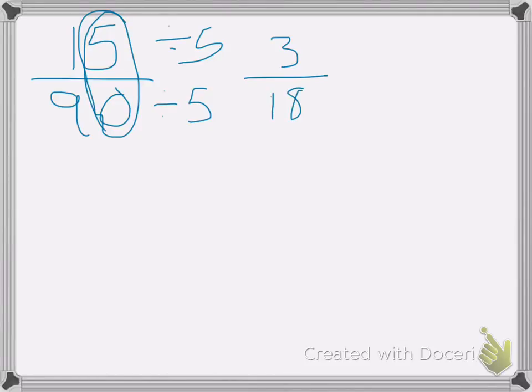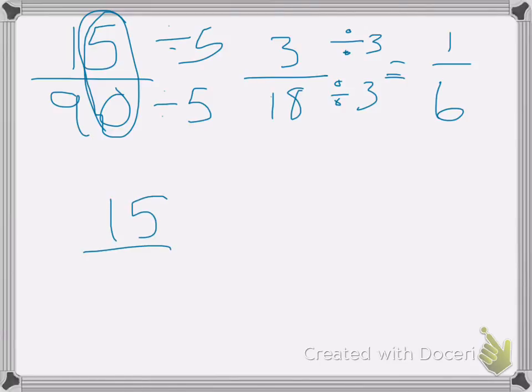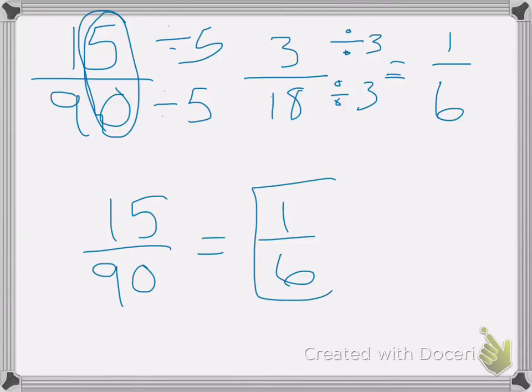So 3 over 18. Oh, wait. 3 goes into both of those. So I divide the top by 3 and I divide the bottom by 3. And that leaves me with 1, and 3 into 18 is 6, because 6 times 3 is 18. So in the end, 15/90 is the same thing as 1/6. 1/6 is the simplest form of that.